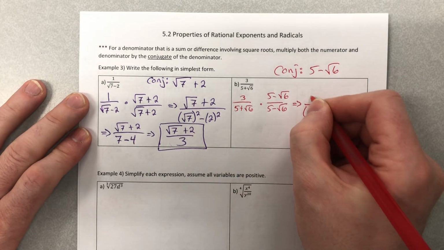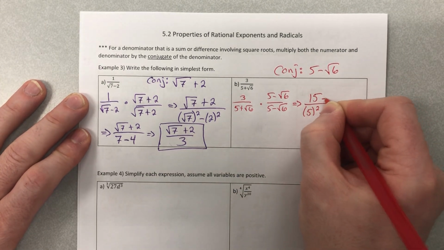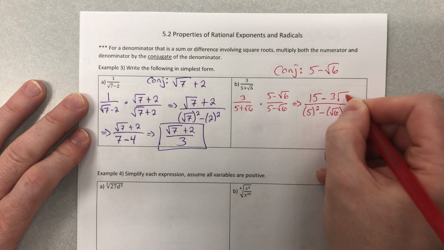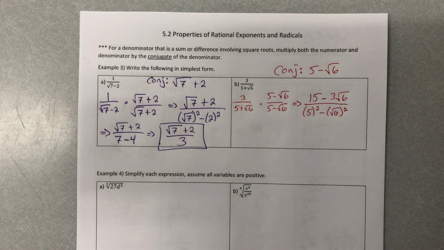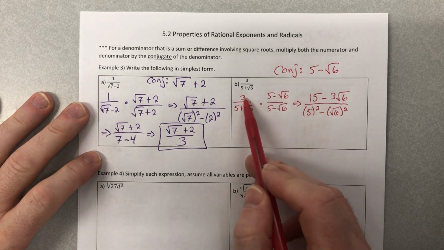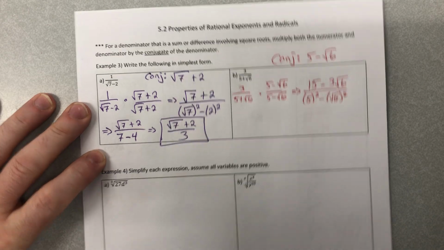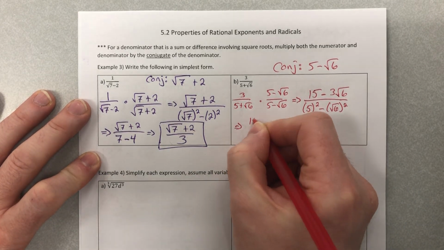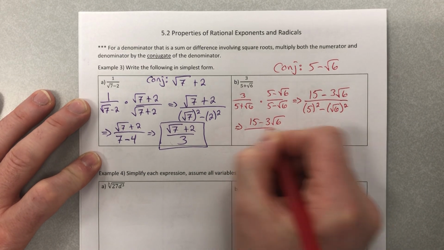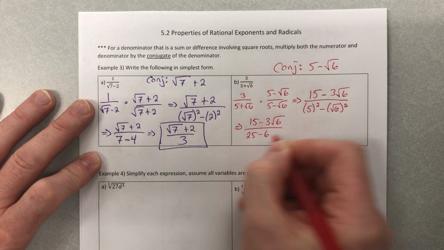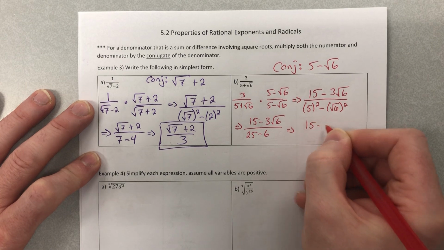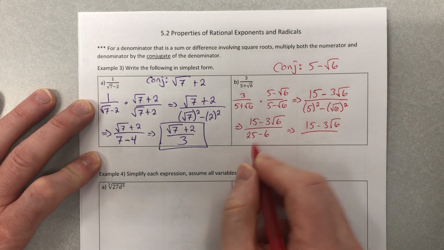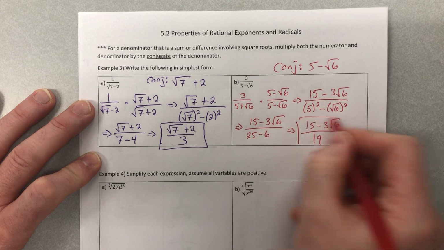All right, 3 times 5 is 15. 3 times the square root of 6 is 3 times the square root of 6. Think of the radicals like variables. We can't combine them. It doesn't become the square root of 18, right? If we did 3 times x, it would just be 3x. So that's the easiest way I can help you out there. So this will now be 15 minus 3 square root of 6 over 25 minus 6. 25 minus 6 is 19.